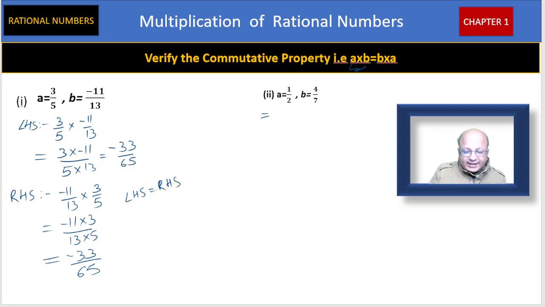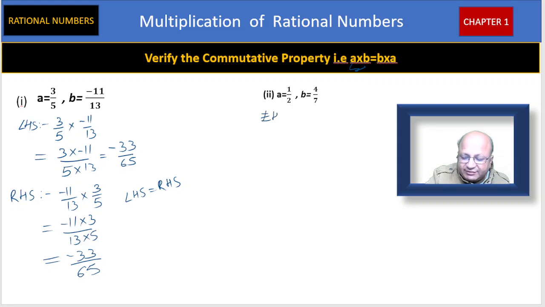Therefore we can say that when we multiply the rational numbers, the result is commutative. So we can change the order of rational numbers. So a is equal to 1 upon 2, b is equal to 4 upon 7.